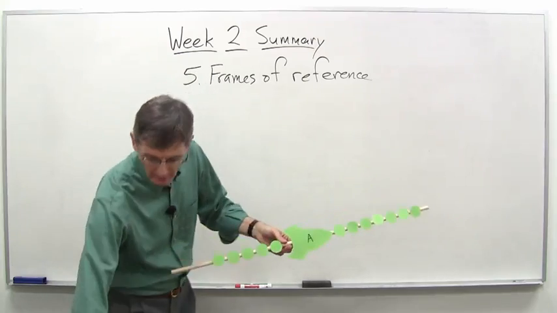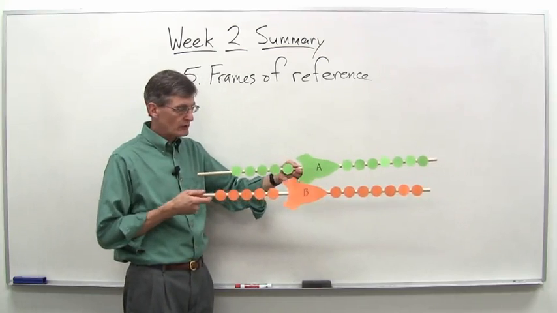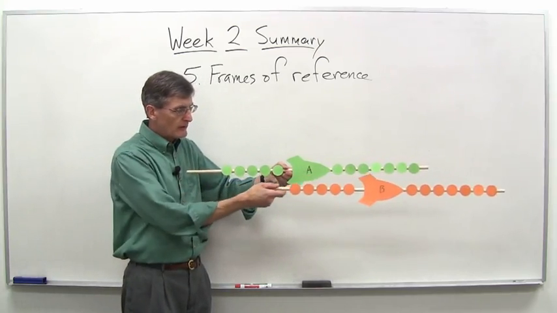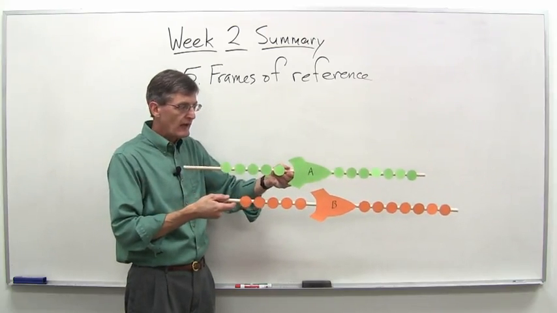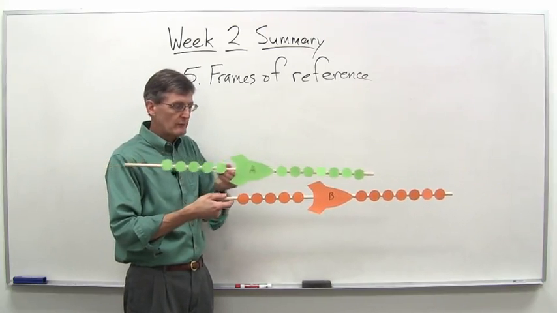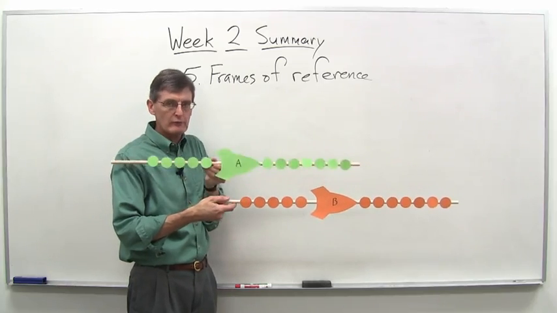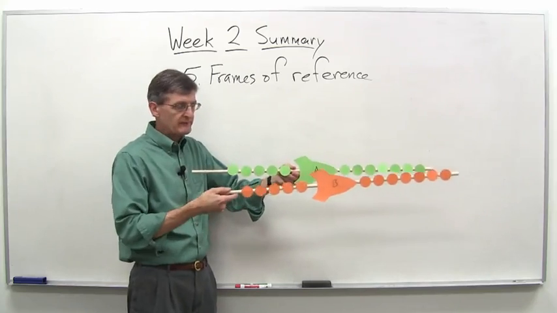But of course, Bob is also in the same situation. He's moving by here like this, but as far as he's concerned, he could be sitting there, and it's Alice who's moving. In this case, she'd be moving backwards. Bob would say, hey, Alice, I'm not moving, you're moving backwards. And Alice would say, I'm not moving, you're moving in the positive x direction.